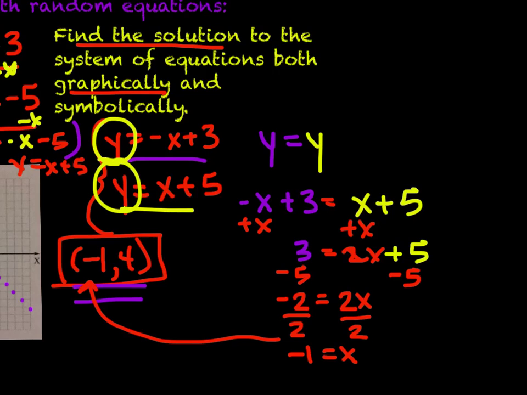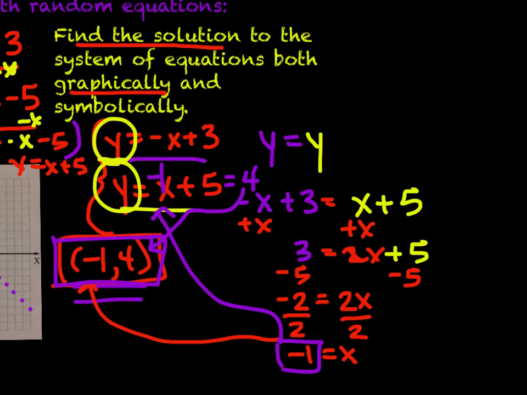Now we're going to put this information into one of these two equations. Doesn't matter which. So instead of x, we're writing a negative 1 plus 5, which gets me 4, my y value. So we were correct with our graph. And symbolically, this makes just as much sense.